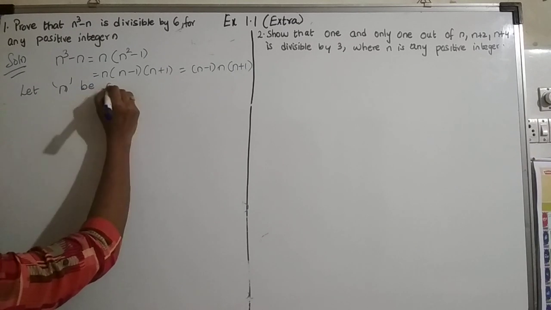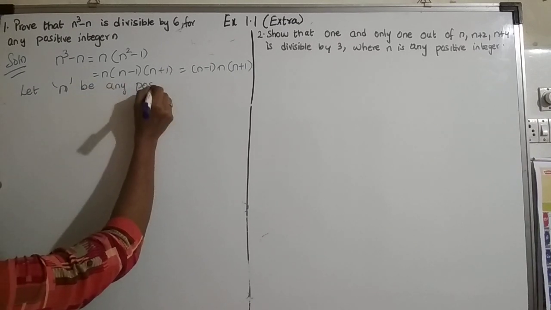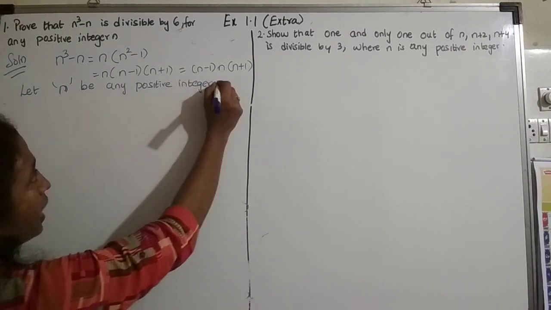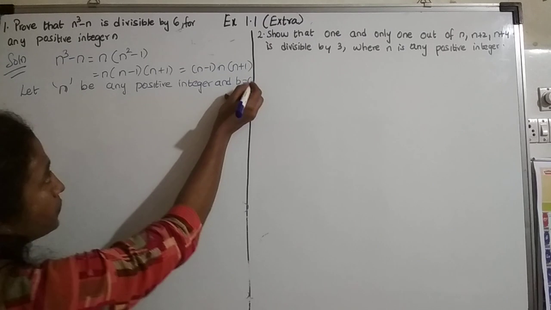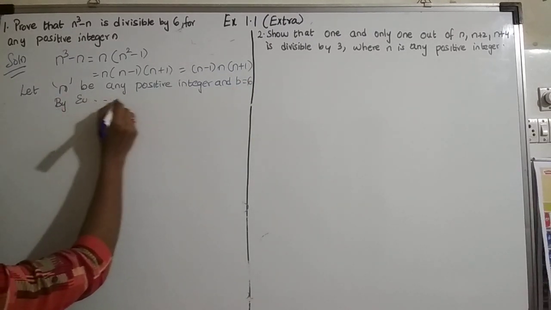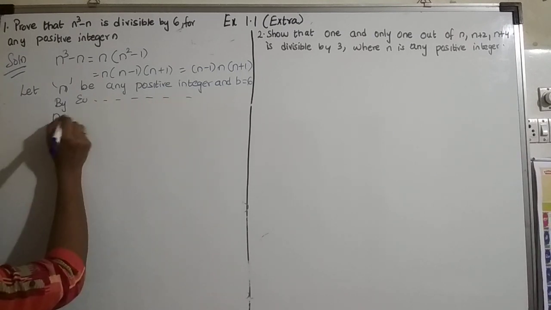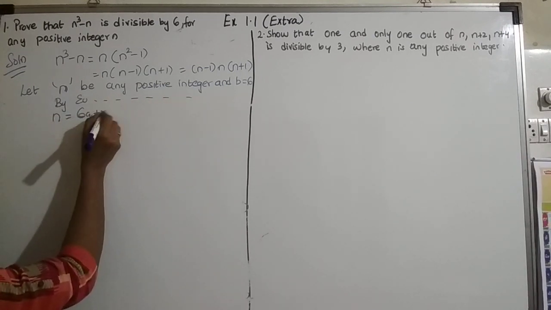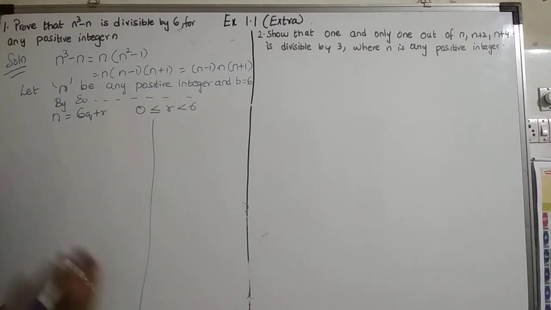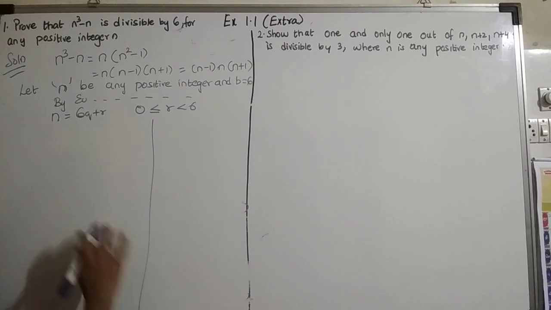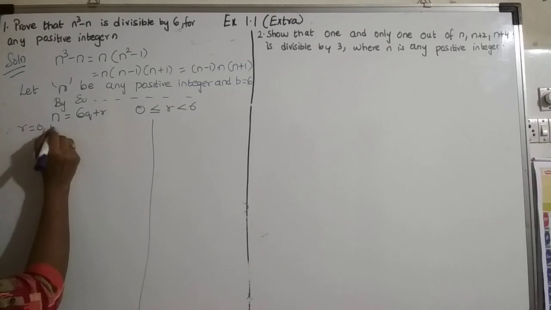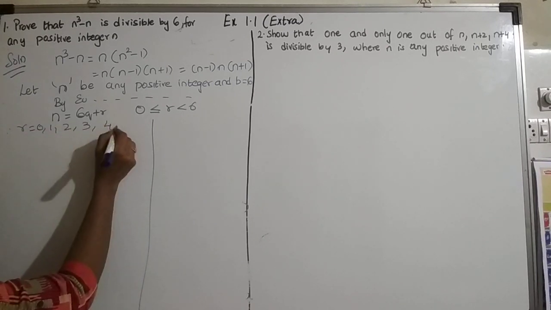Let n be any positive integer, and in this case I am taking B as 6. Therefore, by Euclid's division lemma, n will be equal to 6q plus r, 0 less than or equal to r less than 6. Now here I am drawing the line so that there are many cases, so we can solve. What are the possible values of r? r will be 0, 1, 2, 3, 4, 5, correct?